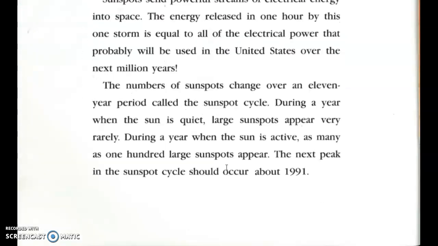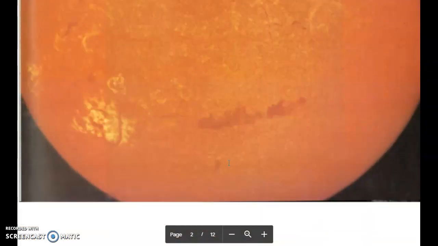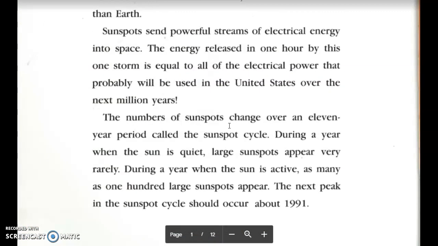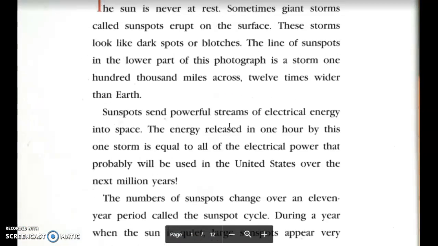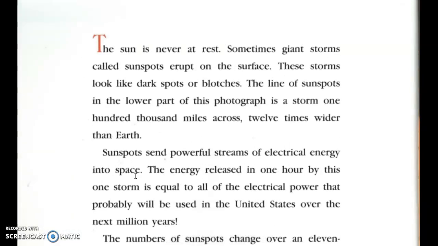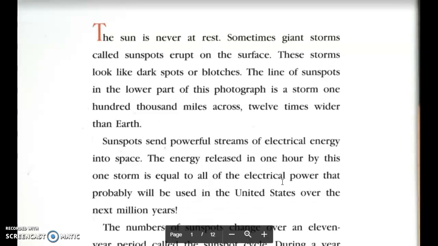So this is in the lower part of the photograph, so we need to go down and find the photograph. And I'm going to have to infer that this possibly here are those sunspots, because I see a line of them there. Let's go back up and continue reading. Sunspots send powerful streams of electrical energy into space. The energy released in 1 hour by this one storm is equal to all of the electrical power that probably will be used in the United States over the next million years.